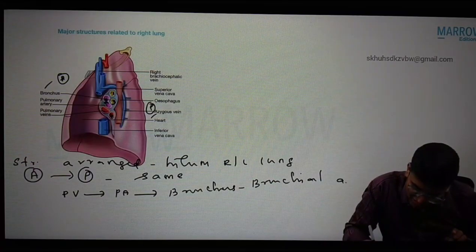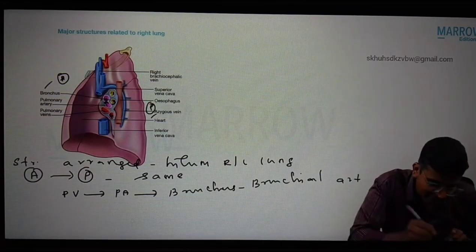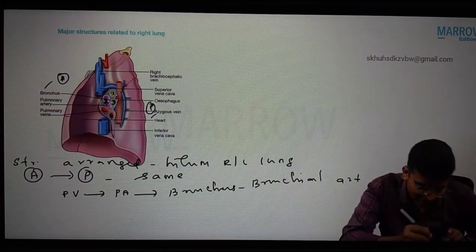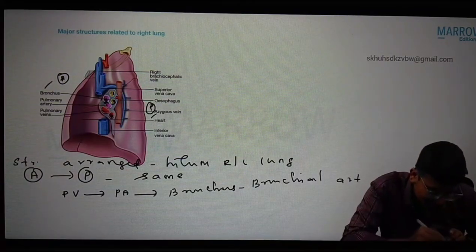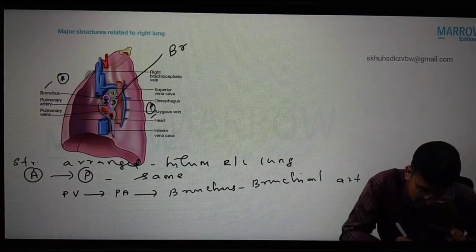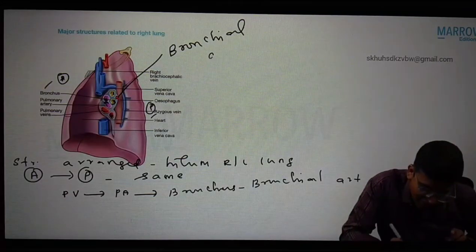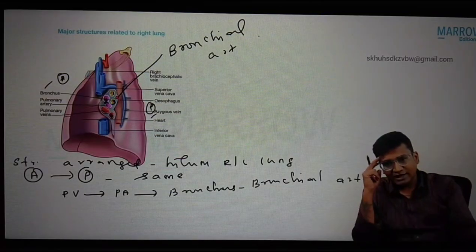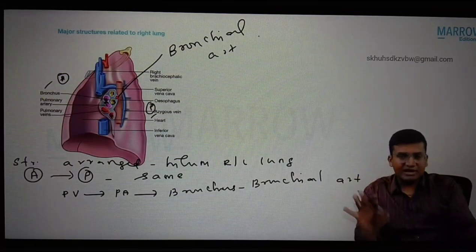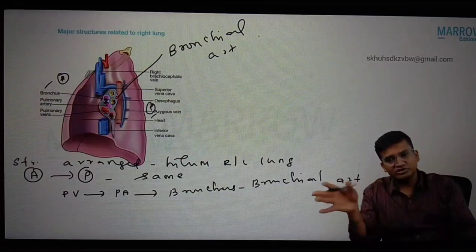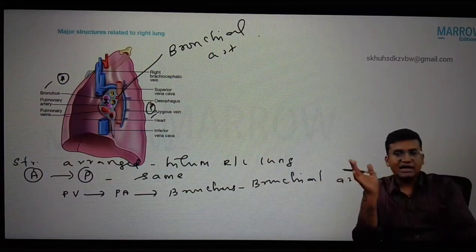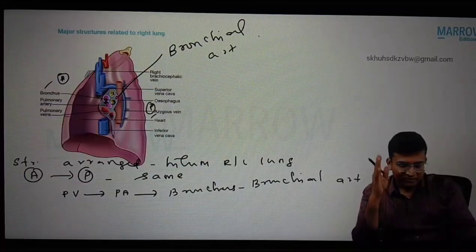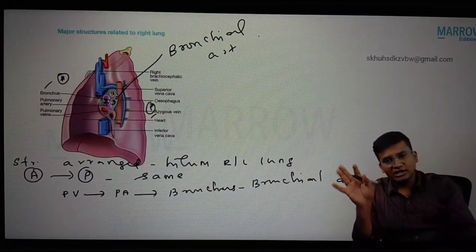And the posterior-most structure is the bronchial artery. Bronchial artery is not seen in the diagram. We mark the artery. Now the bronchial artery will be like this. So that is our bronchial artery. So the bronchial artery is the posterior-most structure in the hilum of both the right lung and left lung. The same arrangement you see on the left lung from anterior to posterior. The anterior-most structure in the hilum of the left lung is the pulmonary vein, pulmonary artery, bronchus, and the bronchial artery.